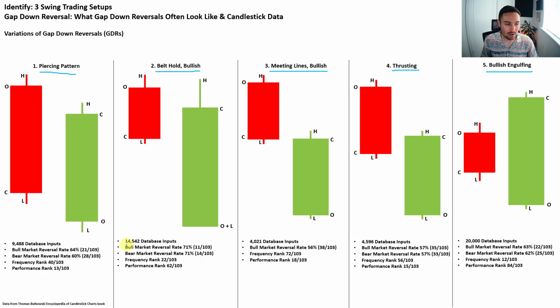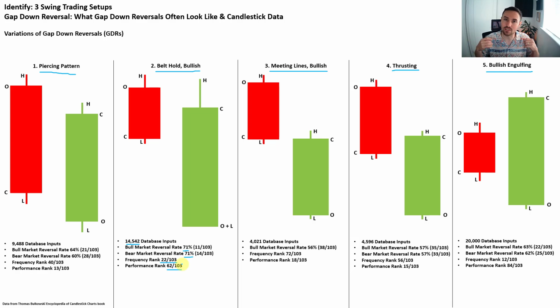So in his book, there are 14,542 database inputs for the belt hold bullish. In a bull market, the reversal rate is 71%, and in a bear market, the reversal rate is 71%. The frequency rank is high at 22 out of 103, and the performance rank is around about average, 62 out of 103.